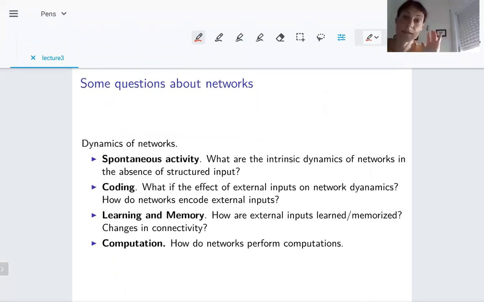In particular, some questions that exist are: we want to study the dynamics of this network. What type of things do we want to see? First, what about the spontaneous activity? When we build our network, we put the model for each neuron, we write the model for the connections, etc. What is the dynamic that emerges if there is no external input? Also, the question about coding. What happens when there is an external input? How does the network encode information about the external input that it receives? How is this encoded in the dynamics? Also, questions related to learning and memory. If this network receives a stimulus and has to memorize it, how does the network learn or memorize an input? And finally, how do they do computations.